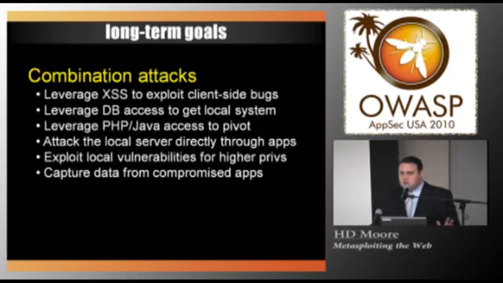And our long-term goal for all this is to be able to take a cross-site scripting bug and use that to do client-side attacks across a large group of users, and leverage database access to get access to the local system. We've got lots of work done there already with Oracle, MS SQL, and Postgres. We leverage our PHP and Java access for pivoting, which is already implemented today. Basically, we use the application bugs to attack the local server, use privilege escalation flaws to get root on the local server, and use that to keep propagating out.